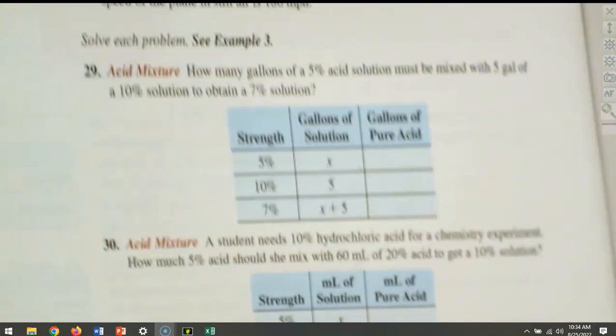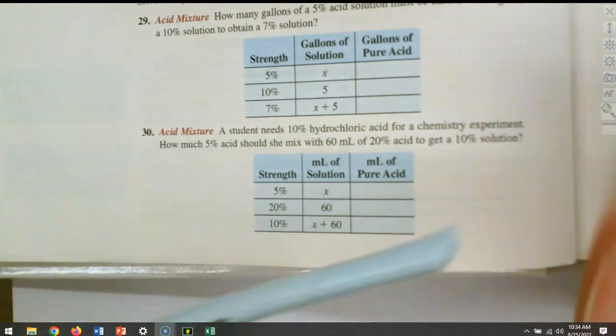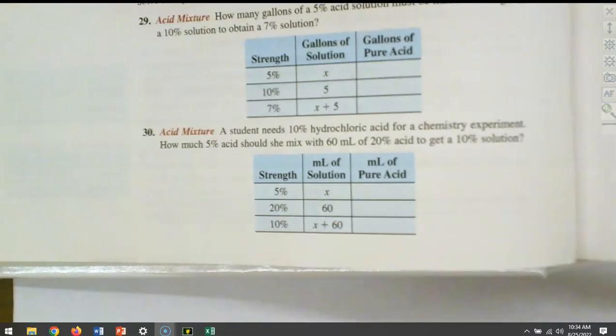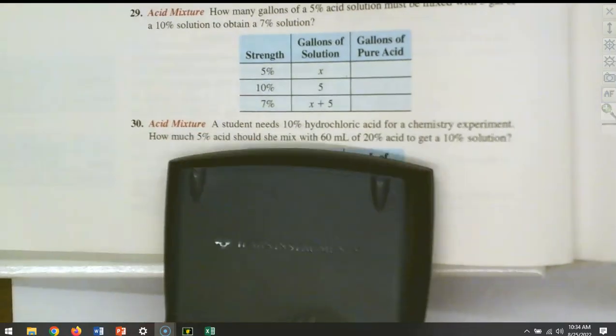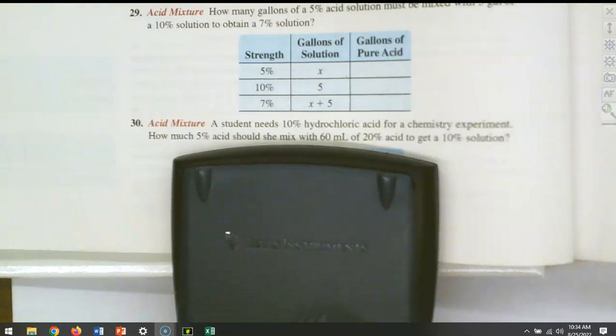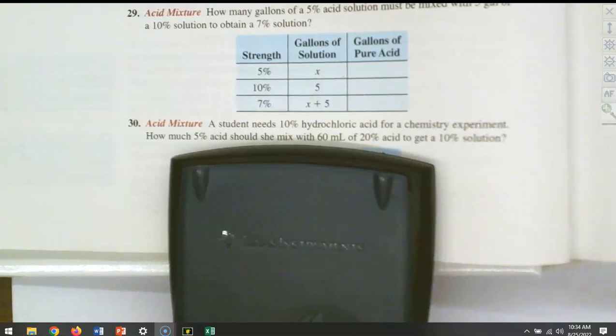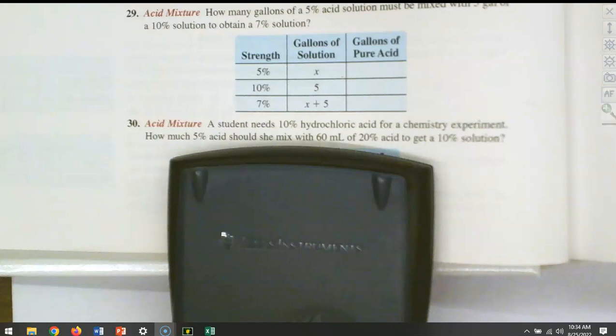We don't need to worry about the table. I don't like the tables. I think the tables make it more confusing. So don't worry about the table on this one. But let's read this one. We're going to do 30. This one's more complicated, and that's why I did the other one first. A student needs 10% hydrochloric acid solution for a chemistry experiment. How much 5% acid should she mix with the 60 milliliters of a 20% to get the 10%?